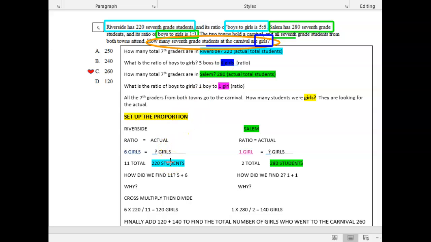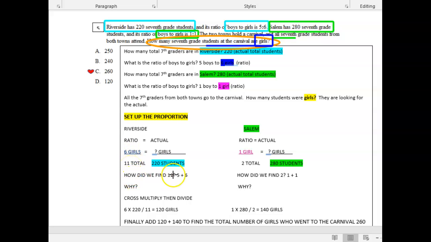Because the question gave me the total 7th graders for Riverside, that is where I have to have the total in my ratio. That may be a little bit confusing. So we have to use our text to understand our labels. Once you understand what labels you need, you'll understand what values need to go with each label. So because they gave me the actual number of total students for Riverside, I need the total in the ratio.